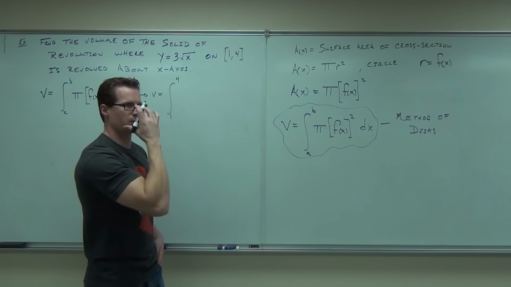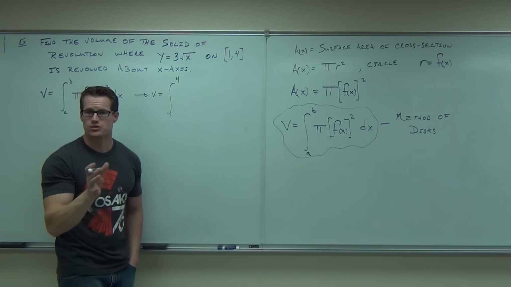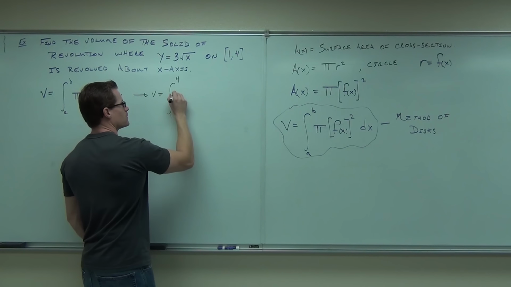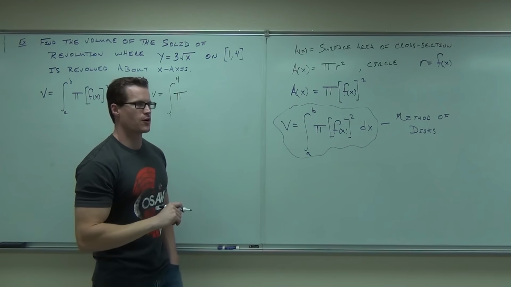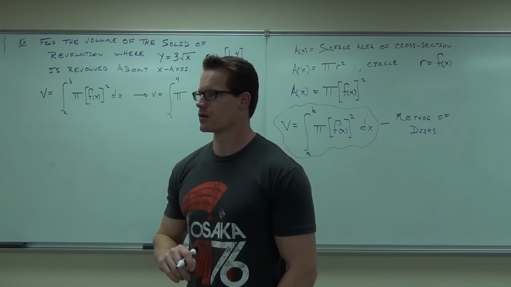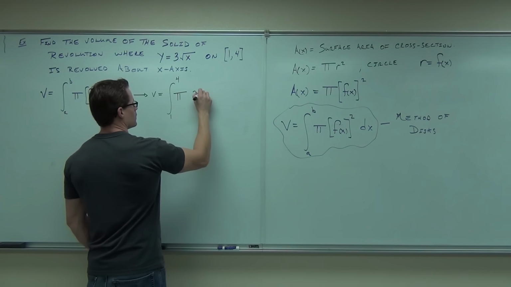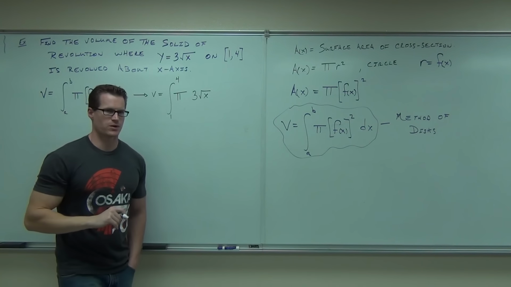What's going to be inside of my integral, first thing? Oh yeah, you're certainly going to have a pi, for sure. That doesn't change. And then you're going to have the function f of x. Now, in our case, what is f of x? 3 root x. Very good. So we'll have 3 root x. And what do I do with that 3 root x?